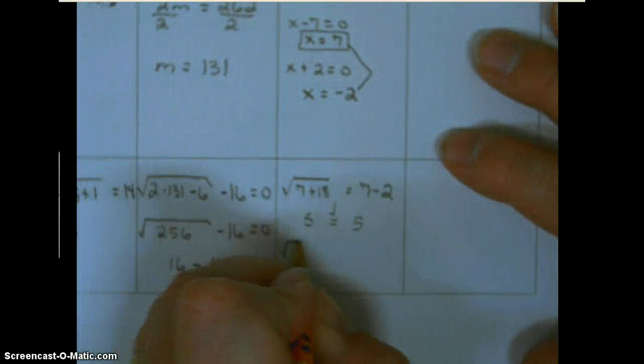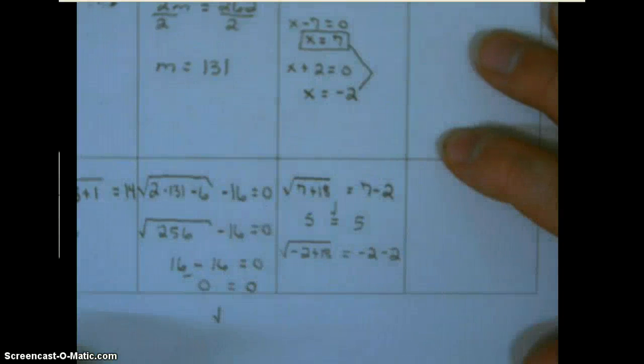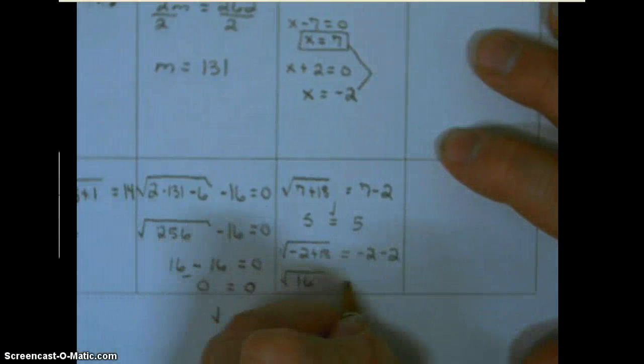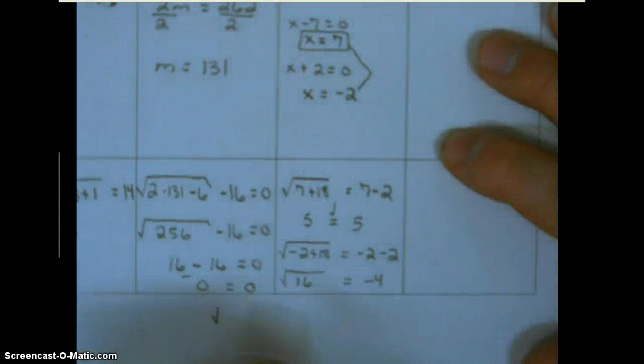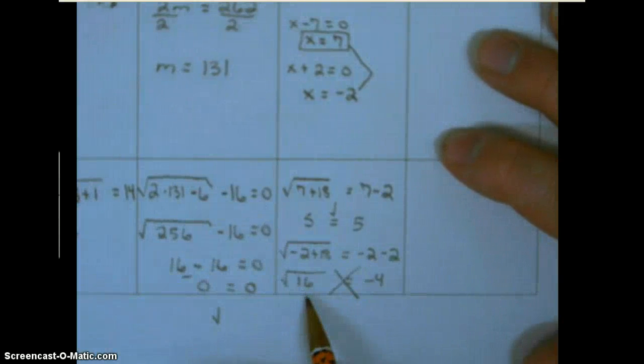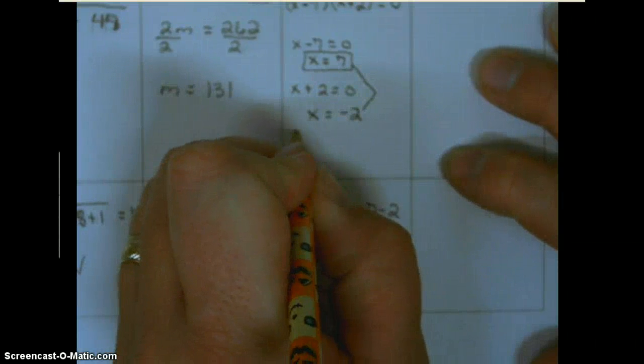Let's plug in negative 2. So we have the square root of negative 2 plus 18 equals negative 2 minus 2. So the square root of 16 equals negative 4. And remember, when we take the square root of a number, we're only looking for the positive answer, not the negative answer. So x equals negative 2 is extraneous.